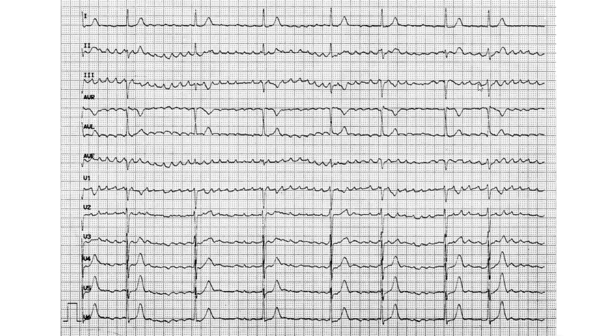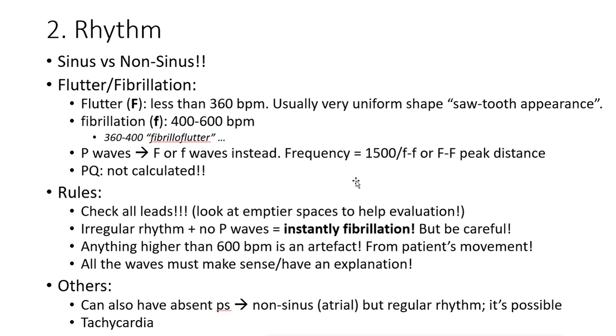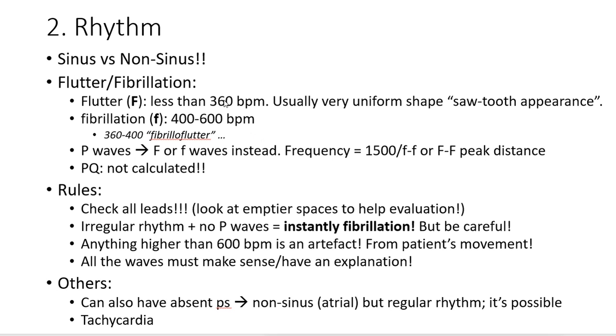If you can sort of prove that it's flutter by taking some longer wave, that might work as well, but don't judge me on this one. It's not the most solid example, but you get what I mean, that flutter is something that is less than 360, and you now know how to calculate the frequency of the flutter or fibrillation. You take 1500 divided by the FF interval. So that's how you calculate flutter or fibrillation.